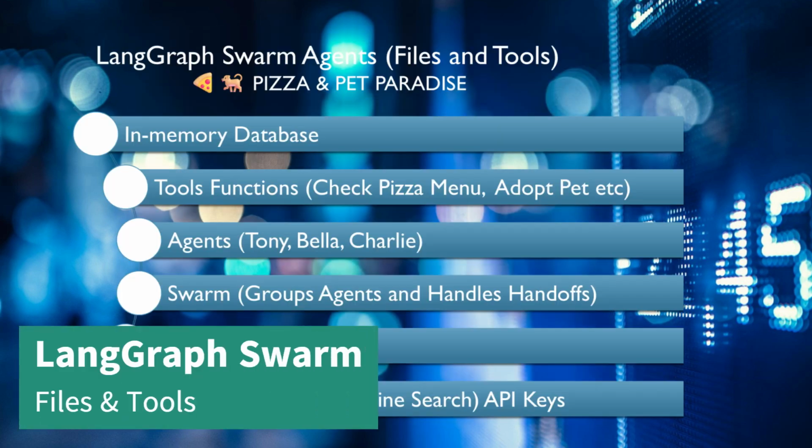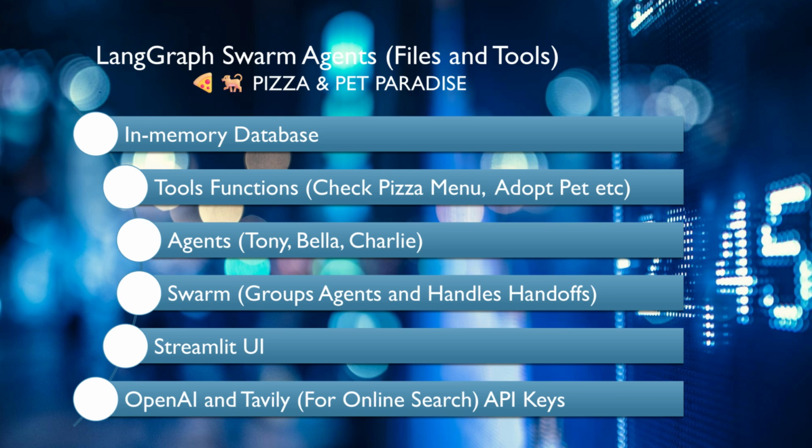We build everything in one Python script. A tiny in-memory database stores pizzas, pets, and orders. Several small tool functions: check menu, place order, show pets, adopt pet, get weather, math, and jokes. Three agents, Tony, Bella, and Charlie, each with their own tools and personality. A swarm that ties the agents together and handles handoff. A Streamlit UI so anyone can chat with the agents in a simple web app. You will need Python installed, an OpenAI API key, and a Tavily API key.